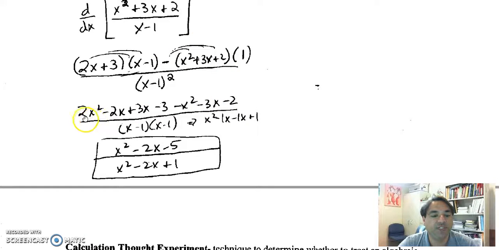Combine like terms. 2x squared minus 1x squared is 1x squared. Negative 2x plus 3x is 1x. 1x minus 3x is negative 2x. Negative 3 minus 2 is negative 5. And then if you simplify the denominator, x minus 1 times x minus 1 gives you x squared minus 1x plus 1, which simplifies to x squared minus 2x plus 1. So again, there's a lot of simplifying in the bottom, but we're learning the quotient rule.